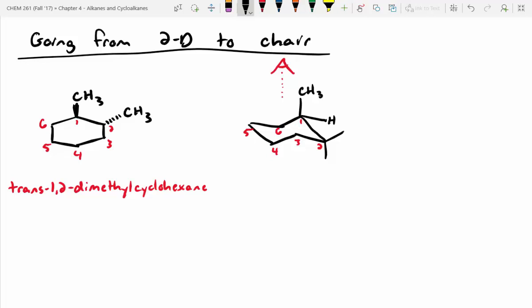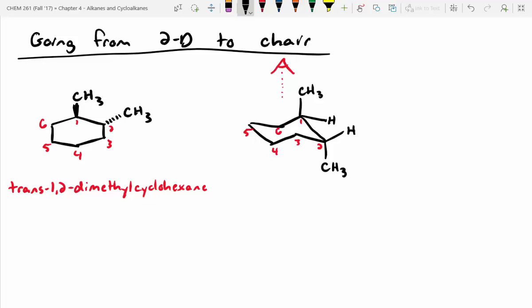All right, now let's think about carbon 2. The methyl group in this case is now going to be further away from your eye. So is it going to be axial or equatorial? Axial, right? Because in this case, the furthest away position is going to be pointed straight down. That means the assumed hydrogen on carbon 2 is going to be like that in the equatorial position.